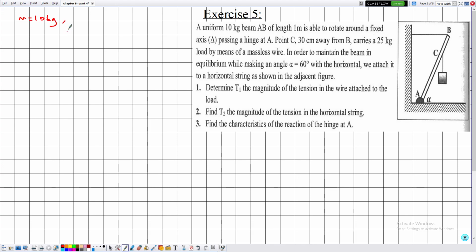of length 1 meter, so the length of the beam AB is equal to 1 meter, is able to rotate around a fixed axis delta, passing through a hinge at A. So this is the axis of rotation delta. This is the first thing that we should notice. Point C, 30 centimeters away from B, so CB is equal to 0.3 meters, carries a 25 kilogram load by means of a massless wire. So this mass is given by 25 kilograms.